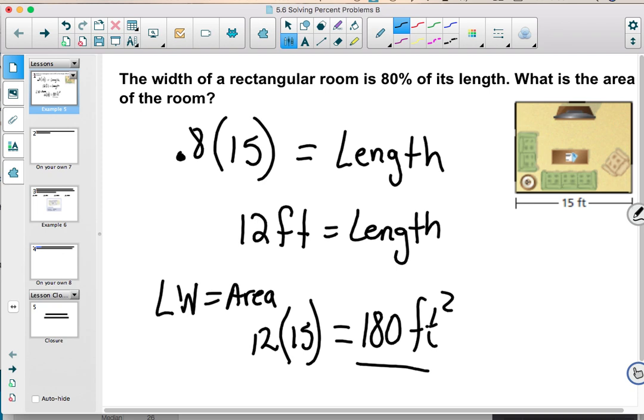Anything else that you can think of that I might use the area of the room for? What do you think there, Kaylee? How are you going to set up furniture? Setting up the furniture? Well, the length and the width, definitely.